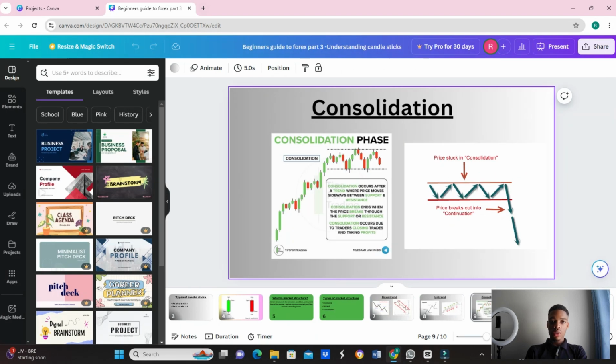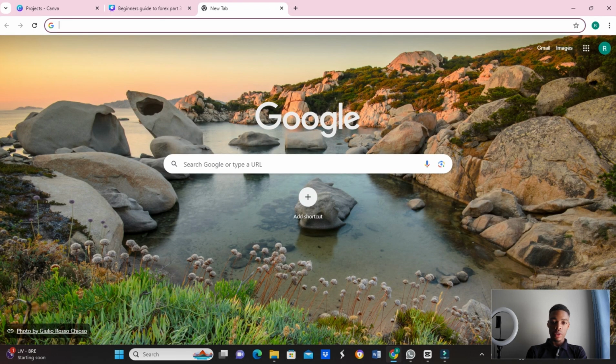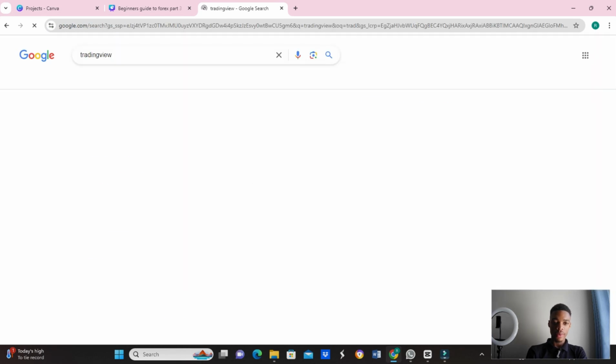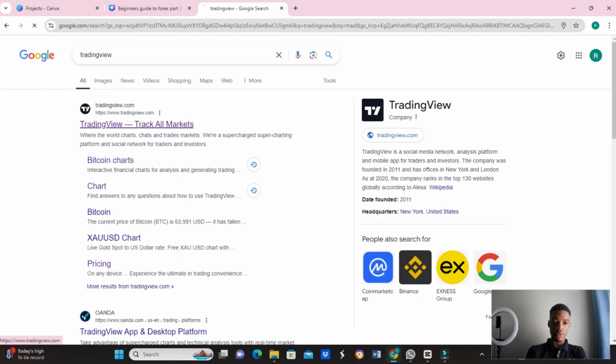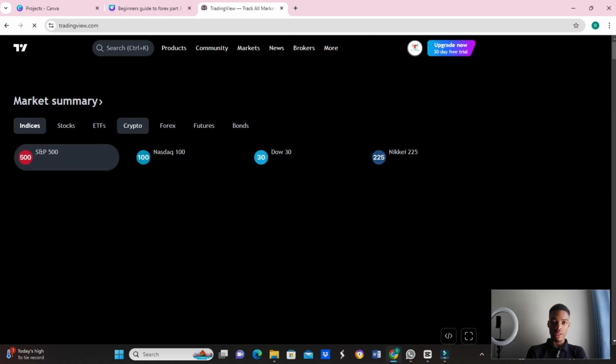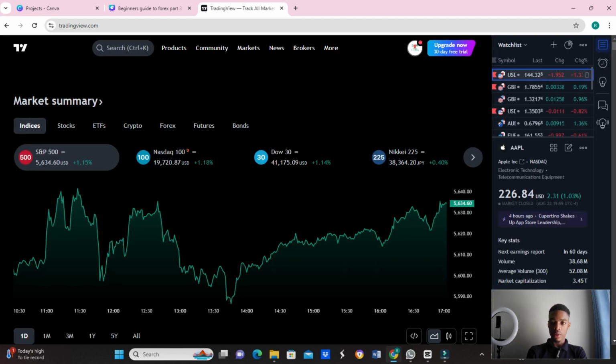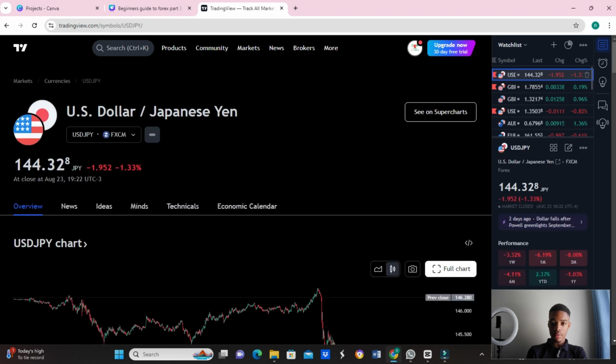Alright, so what we're going to do now is jump over to TradingView. So you go to Google and you type in TradingView, and click on Track All Markets. Here in our top right corner we have our currency pairs. I'm just going to click See Full Chart.